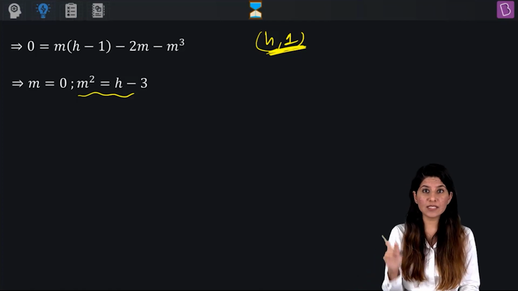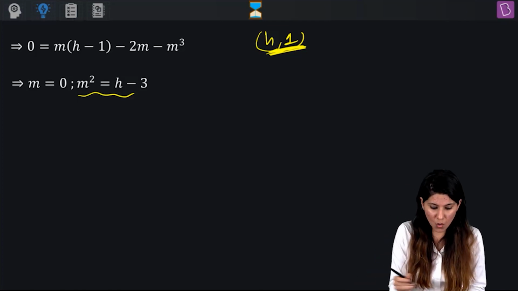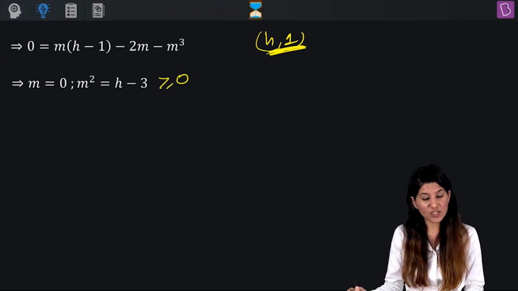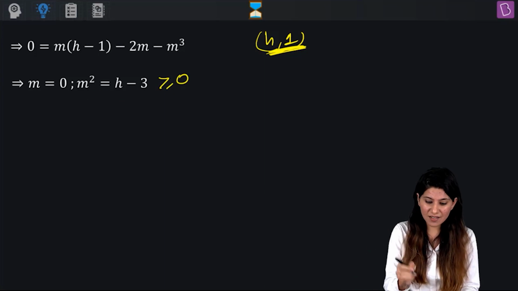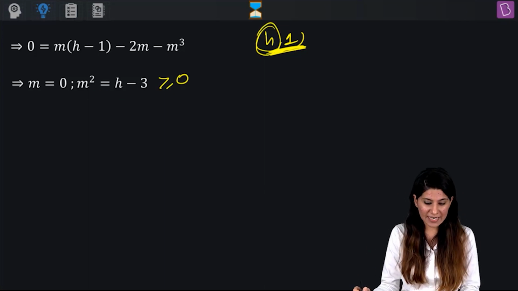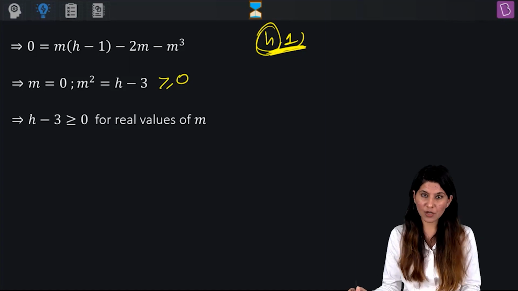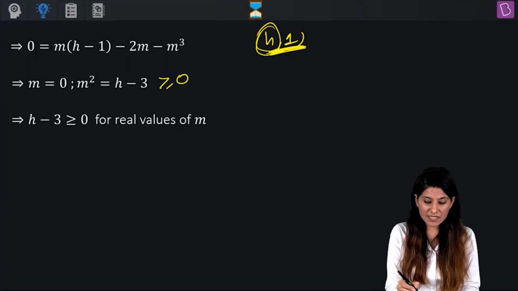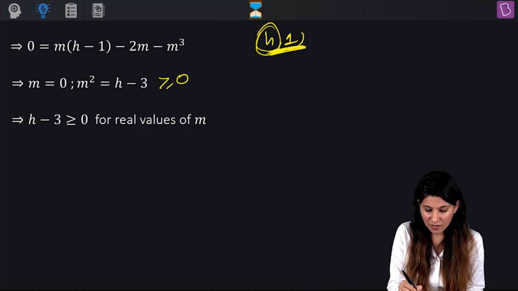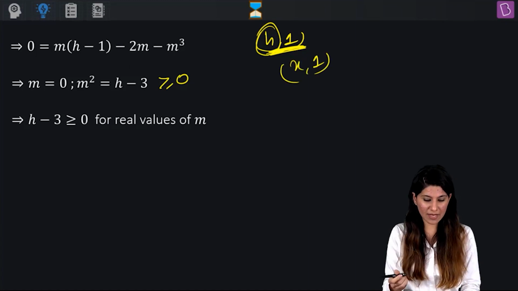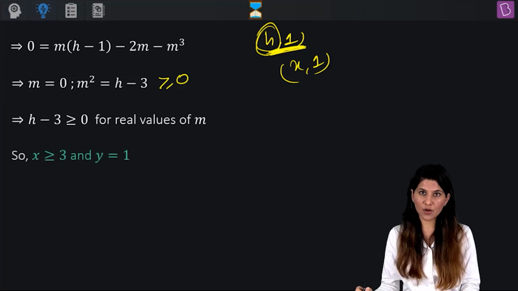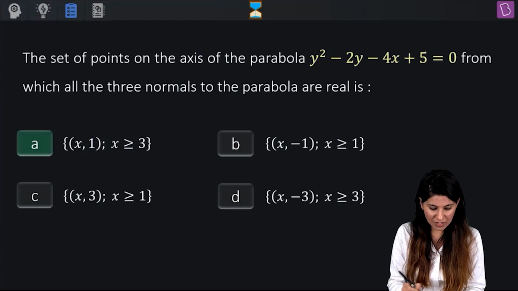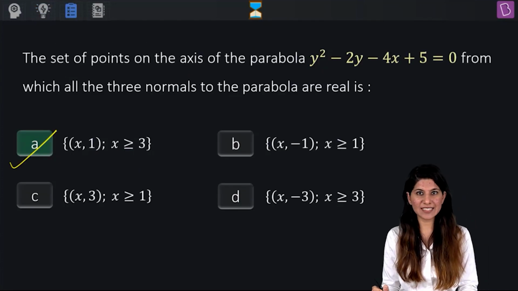Now, all the normals being real means the slope would be real. So m square, any squared quantity, should be non-negative. h minus 3 being non-negative, here comes the range of h. So h minus 3 is greater than or equal to 0 for all real values of m. Hence, if I consider any point (x, 1) on the axis of the parabola, x would be greater than or equal to 3, and of course on the axis y is always 1. So clear cut, option A is right. Got it?